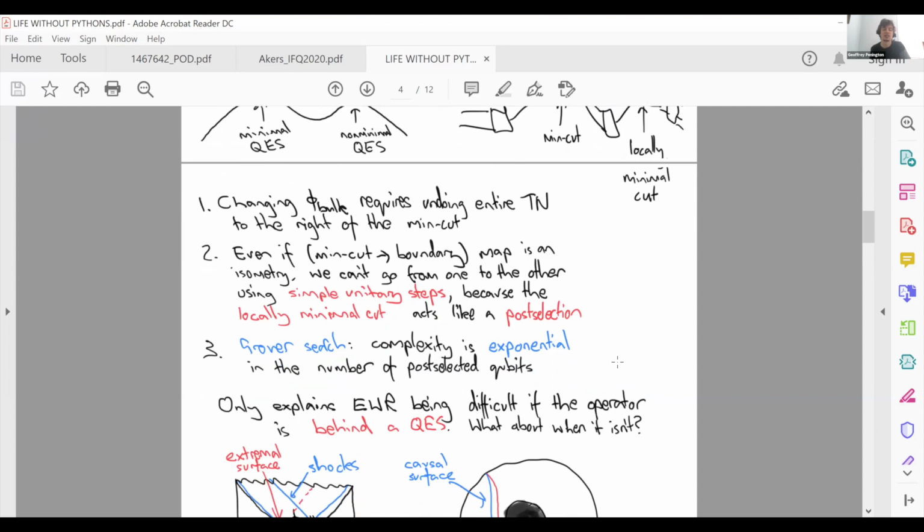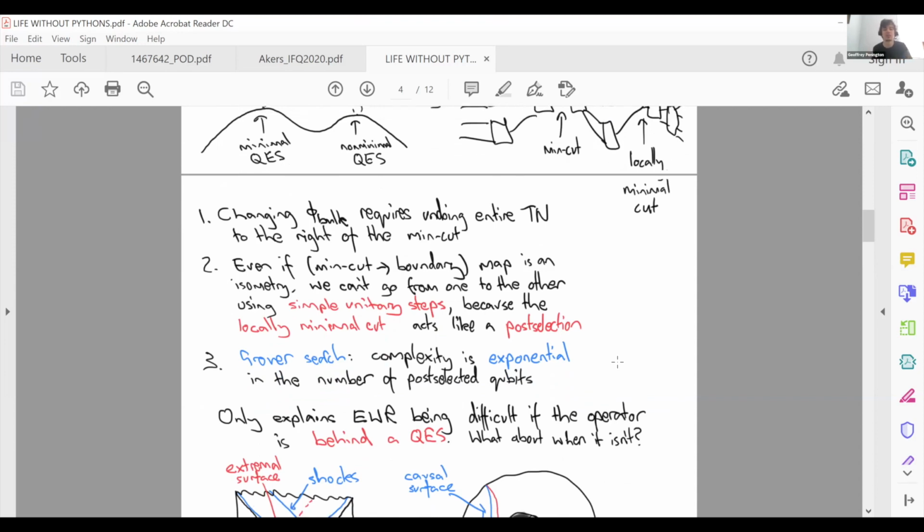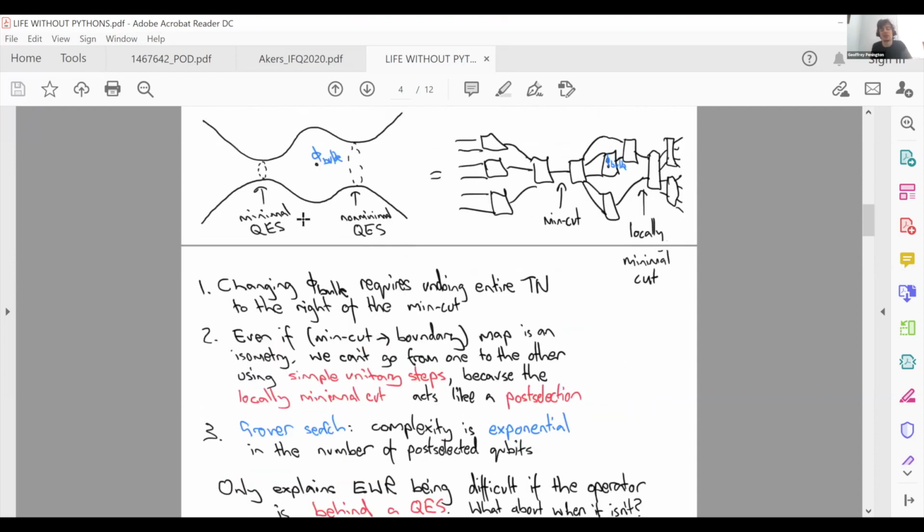So what this gives us is a simple heuristic argument for why, if we believe gravity is like a tensor network, then any bulk operator sitting here behind a non-minimal QES, we'd expect to have a complexity that's exponential in 1/G Newton, which is exactly what people have believed for a while, thanks to Harlow and Hayden, at least for the case of the interior of a black hole.